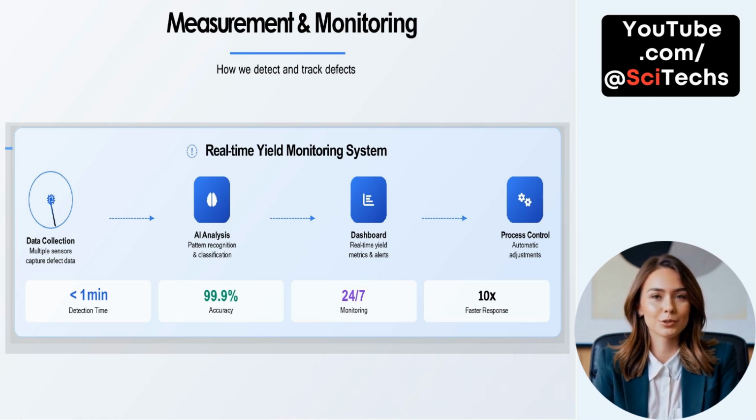It enables continuous 24/7 monitoring and helps engineers make data-driven decisions. Finally, process control takes over by making automatic adjustments to correct deviations. This results in up to 10 times faster response compared to manual methods. Altogether, this smart, integrated system significantly improves production efficiency, reduces waste, and enhances both yield and product quality.